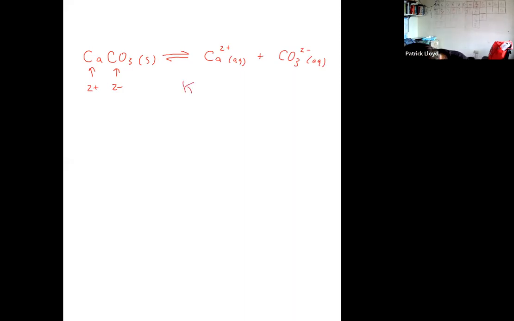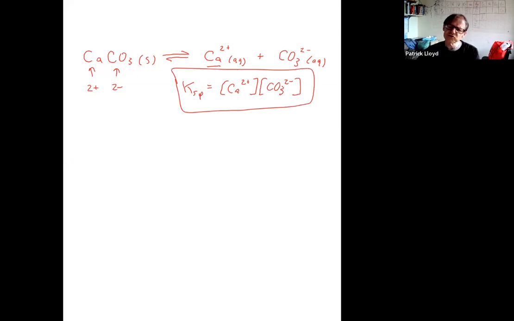And then KSP, you just do the products. The first one is calcium, and the second one is carbonate. Okay, so there's your KSP, right? Now let me show you just real quickly one that's kind of huge in terms of the number of ions.